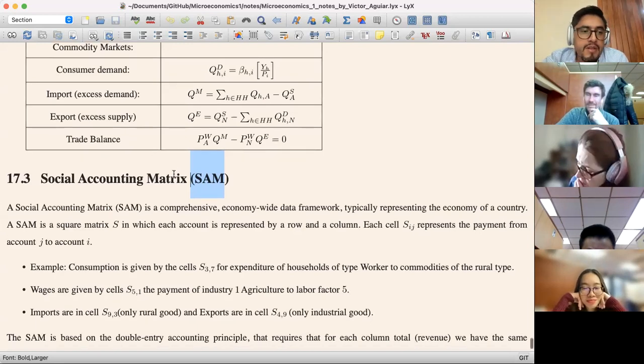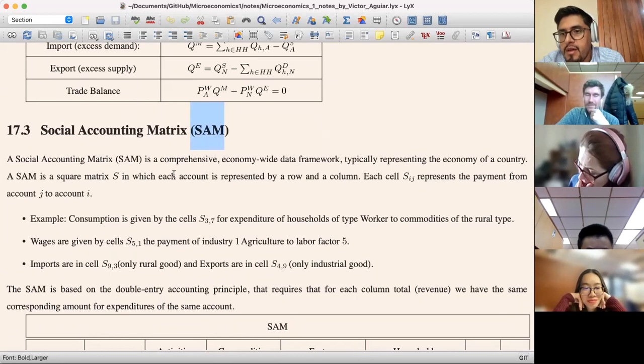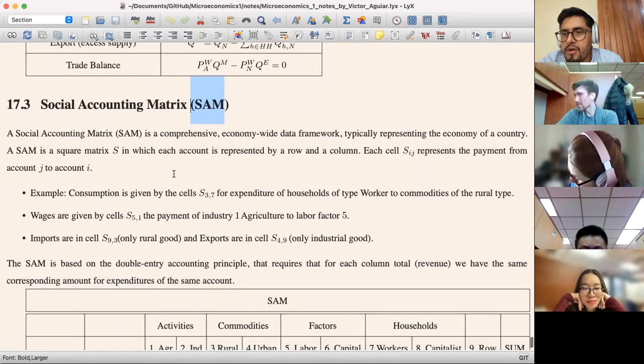So, in particular, I'm going to explain what a SAM is, a very basic one. Real life SAMs that are used for policy making, policy analysis, they tend to be super big. I'm going to explain how it works.